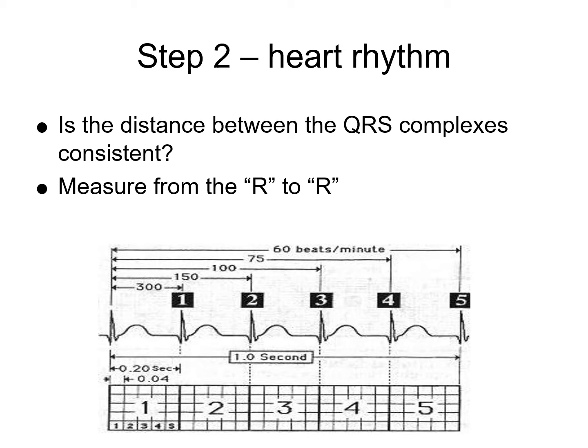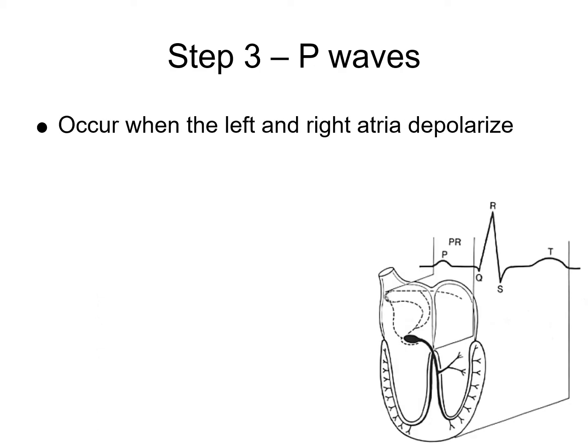If there are only 2 large boxes between the 2 R waves, it's 300 divided by 2, so your heart rate would be 150. And if you go the other way, 300 divided by 4, your heart rate is going to be 75. That's what that's showing there. Again, the P wave shows when the left and right atria are depolarizing.